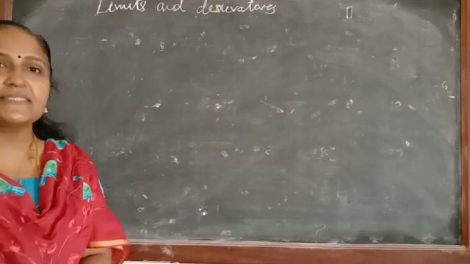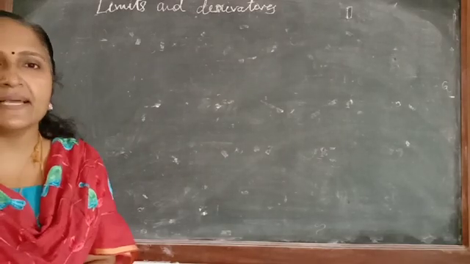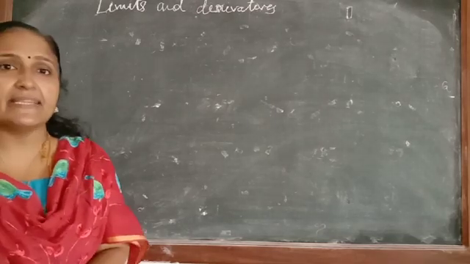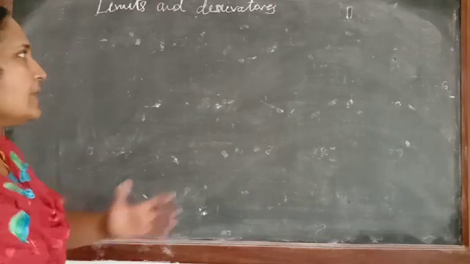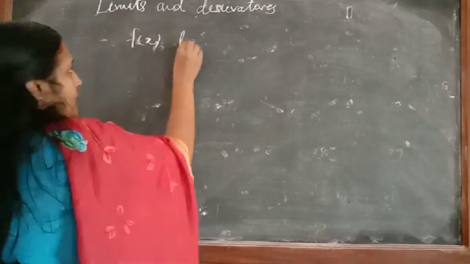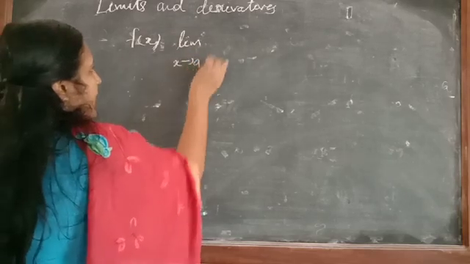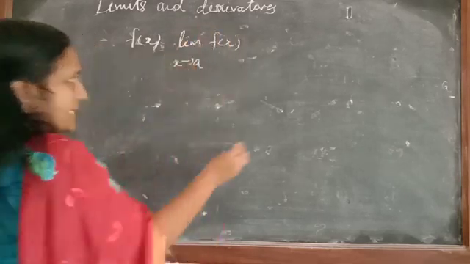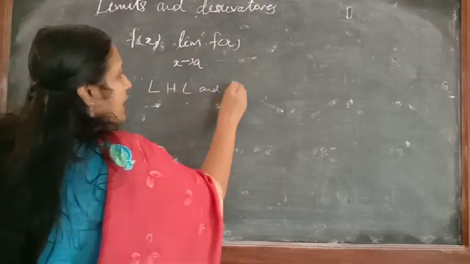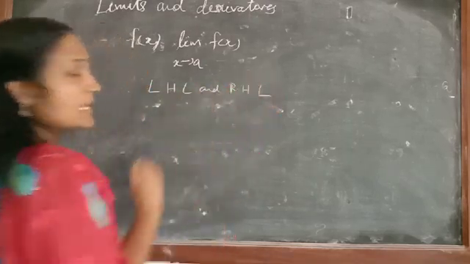Today we are going to discuss how to calculate the limit of functions. When we started the concept of limit, I explained that for any function f of x, the limit as x tends to a of f of x will exist if its left hand limit and right hand limit both are equal.